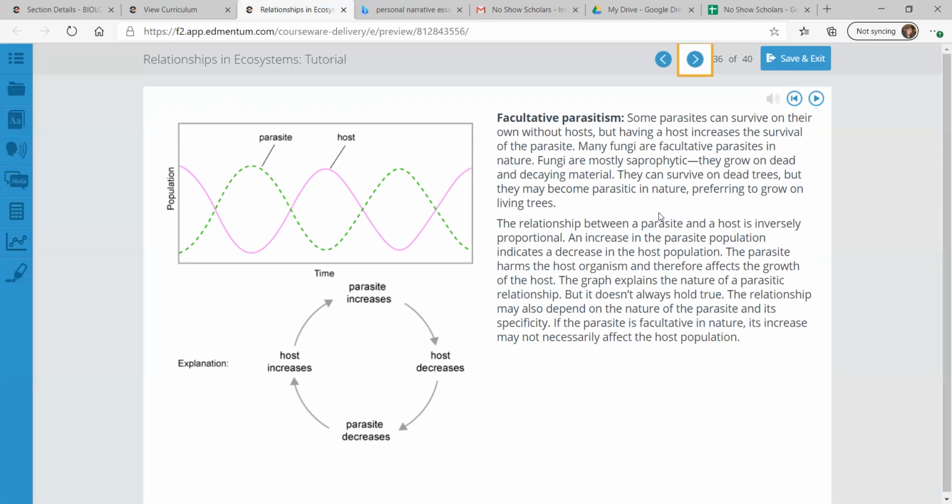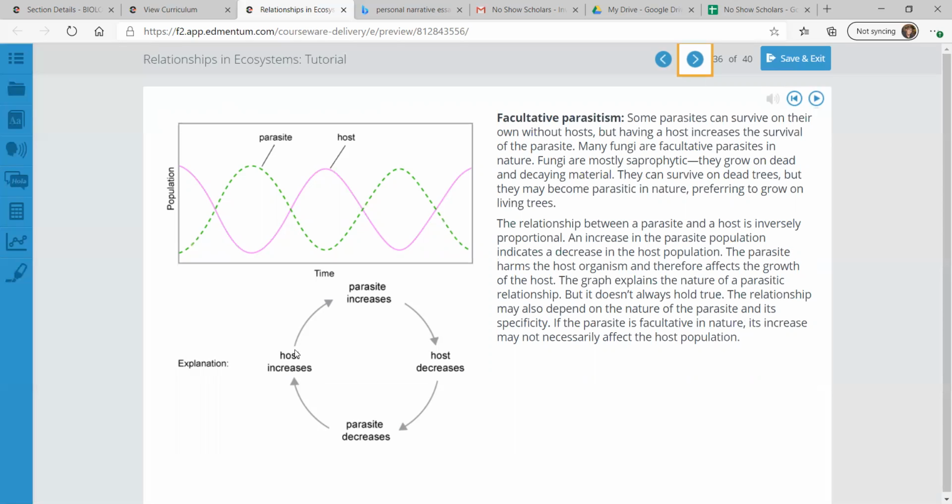The relationship between a parasite and a host is inversely proportional. And that means an increase in the parasite population indicates a decrease in the host population. Because the parasite harms the host and therefore affects the growth of the host, when there's more parasites, there are less hosts, and where there are more hosts, that means there is a decrease in parasites, right? If the parasite increases, the host decreases. If the parasite decreases, the host increases.